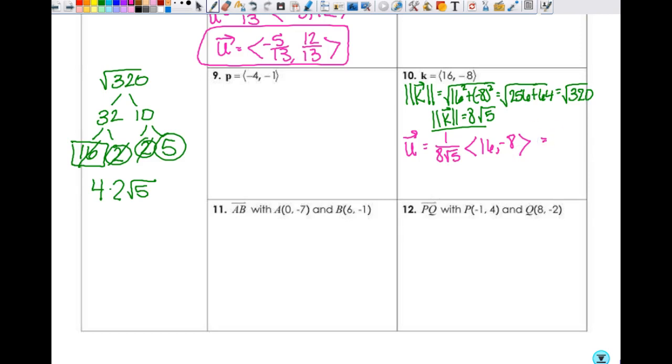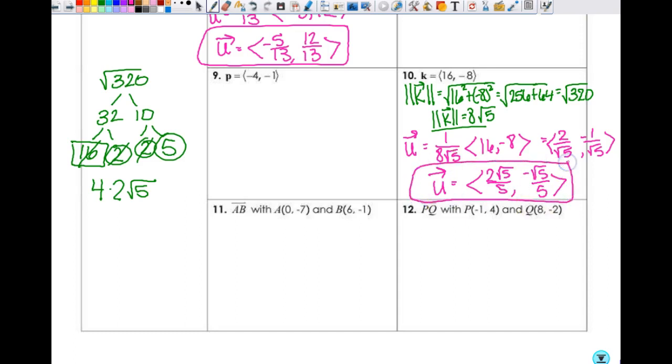If I do this, I'm going to get 2 over the square root of 5 and then negative 1 over the square root of 5. So now if I rationalize, you get 2 square root of 5 over 5 and negative square root of 5 over 5. What questions do you have? All right, good deal. So let's look at 12.